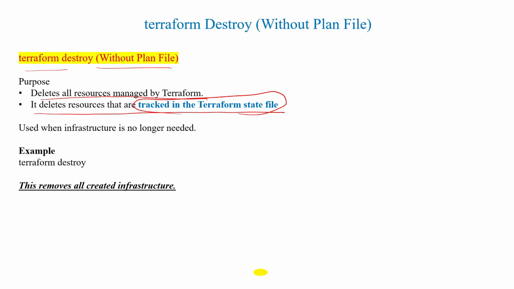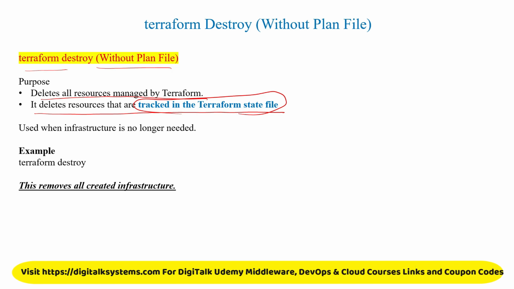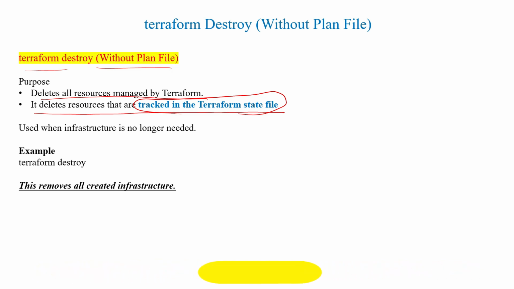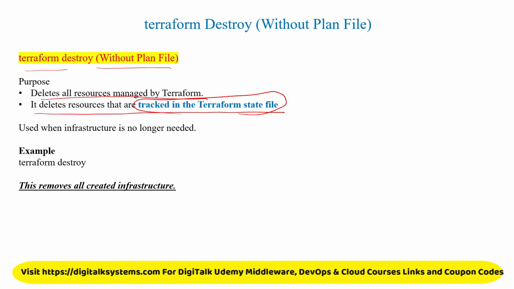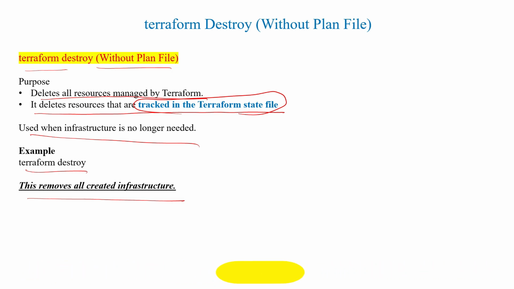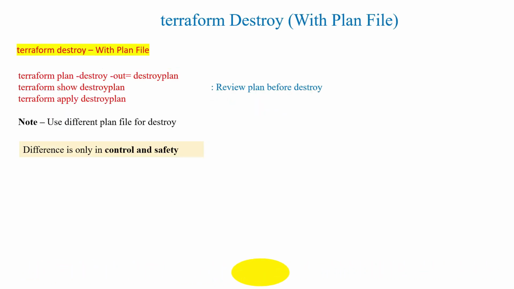Similarly, if you use AWS CLI commands to create resources, they will not be tracked by Terraform, because the Terraform state file doesn't have information about those resources. The reason is that those resources were not created by Terraform. So Terraform only tracks in the state file the resources that have been created by Terraform files. We use this when the infrastructure is no longer needed. We just run Terraform destroy, and it will delete all the infrastructure resources that you have created with the help of the Terraform apply command.